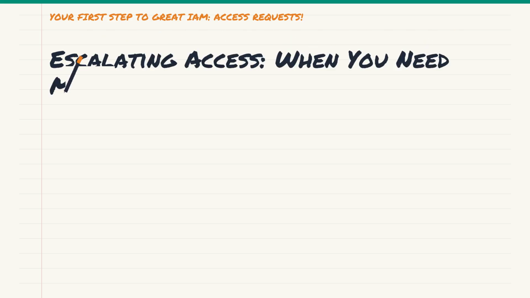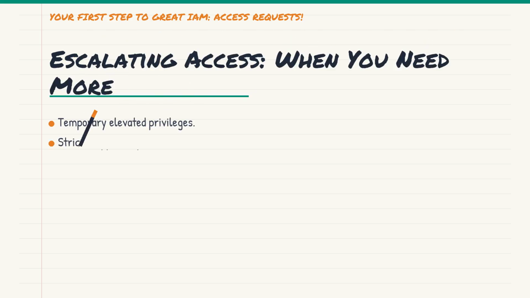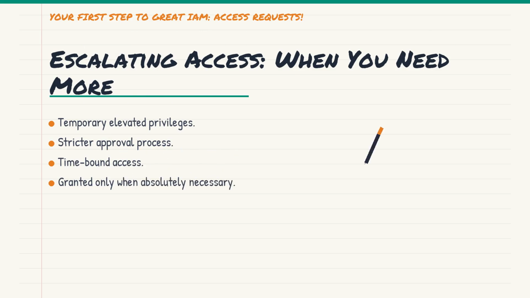Sometimes, a regular request isn't enough. Maybe you need temporary elevated privileges to fix an urgent issue or help out a colleague who's out of office. These are called escalated access requests. They usually have a stricter approval process and are time-bound. You don't want to have admin rights forever if you only needed them for an hour. This ensures that powerful access is granted only when absolutely necessary and for the shortest possible time.